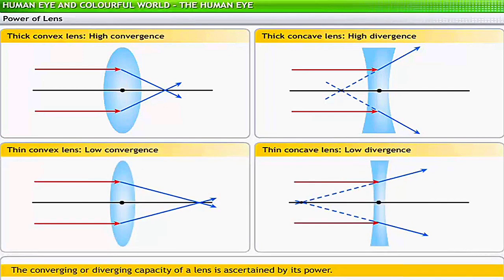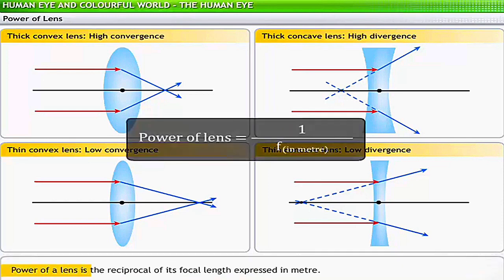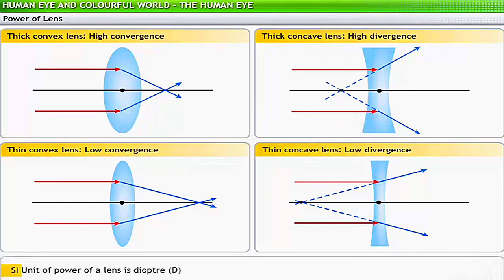Similarly, a thin convex lens has a larger focal length, and hence its convergence is lower. Thus, the converging capacity of a convex lens and its focal length are inversely related. Numerically, the power of a lens is the reciprocal of its focal length expressed in meter. The SI unit of power of a lens is diopter and is denoted by D.